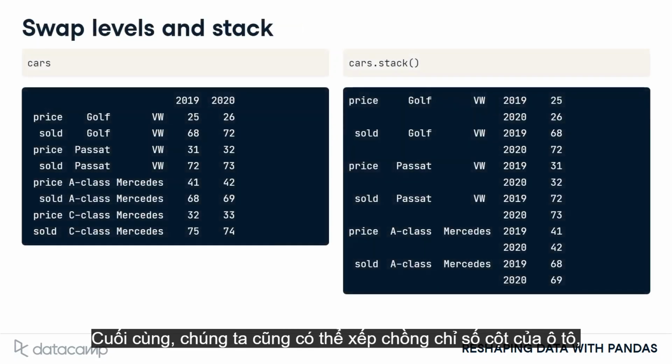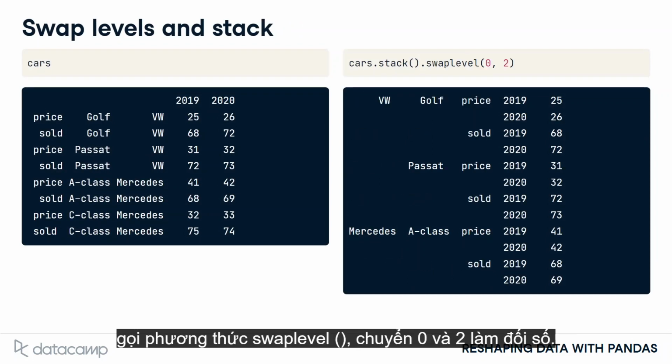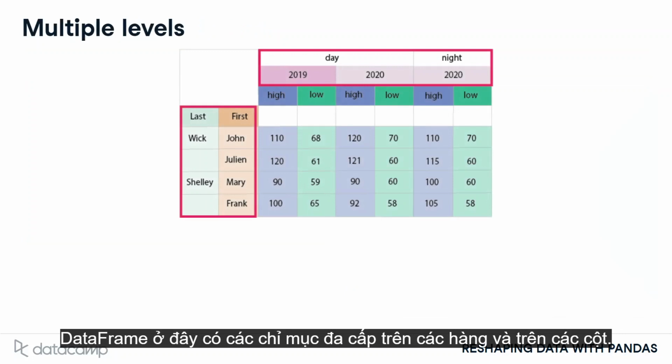Finally, we can also stack the column index of cars. Then, call the swap level method, passing 0 and 2 as arguments. In the output, we can see how the recently stacked level and the original first level are switched. The data frame here has multi-level indexes on the rows and on the columns.